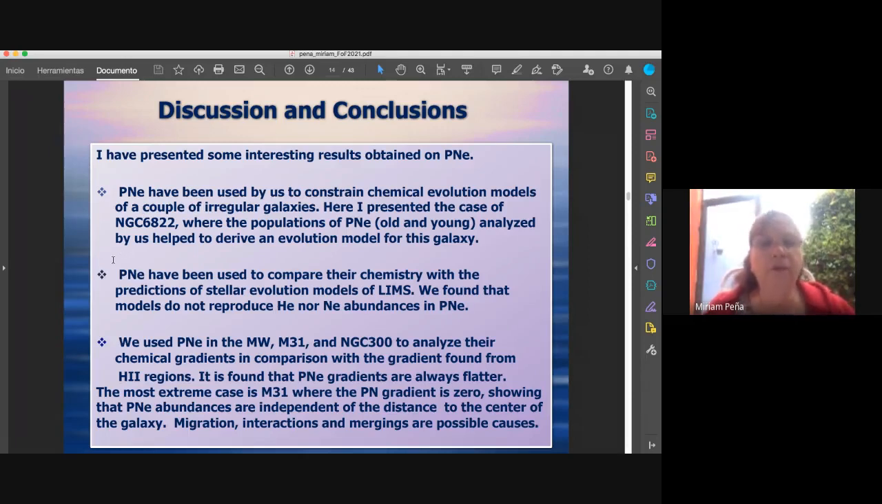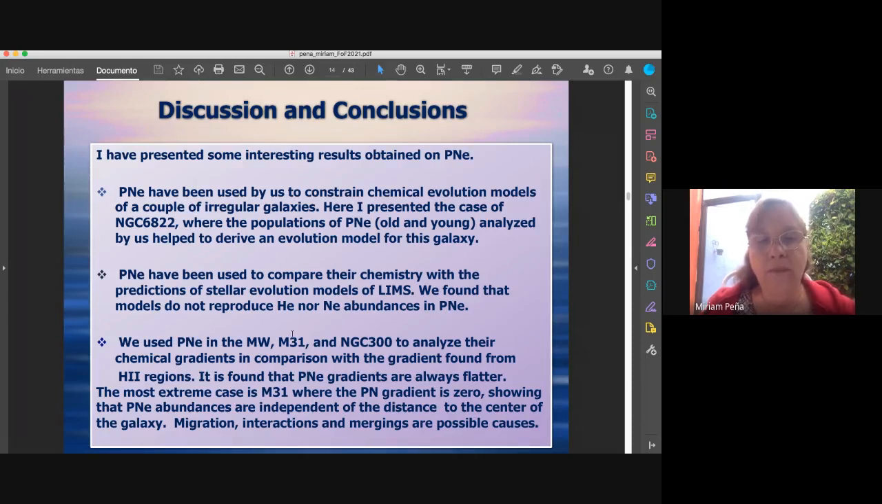Second, PN have been used to compare their chemistry with the predictions of stellar evolution models of LIMS, or AGBs. We found that models do not reproduce helium or neon abundances in planetary nebulae. We used planetary nebulae in the Milky Way, M31 and NGC 300, to analyze their chemical gradients in comparison with the gradients found from H2 regions.